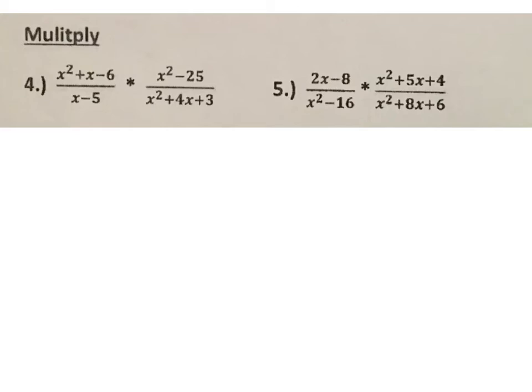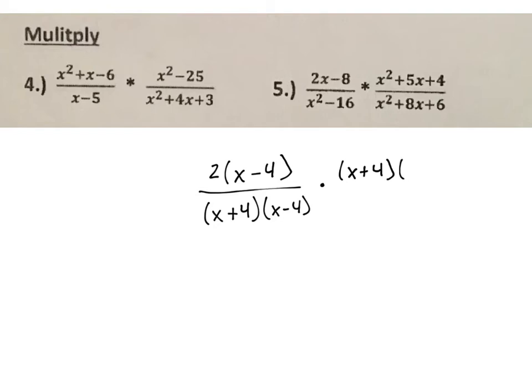2x minus 8. We can take a 2 out. It may help, may not. We'll see. On the bottom, we have the difference of squares. So this is x plus 4, x minus 4. And then here we've got x squared plus 5x plus 4. That's going to be x plus 4, x plus 1. On the bottom, two numbers that multiply to be 6 but add to be 8. There aren't any. That's non-factorable, so we'll just leave this alone for now.